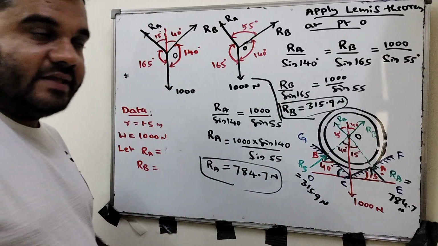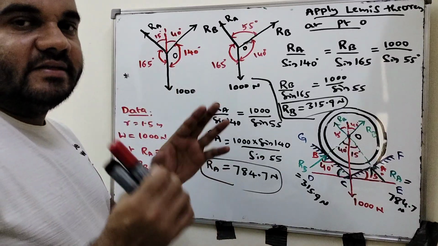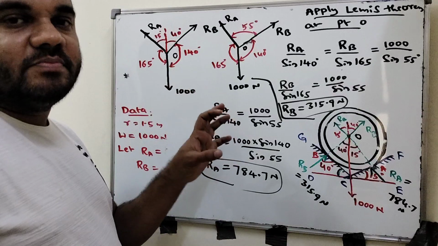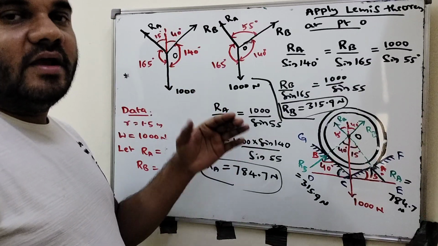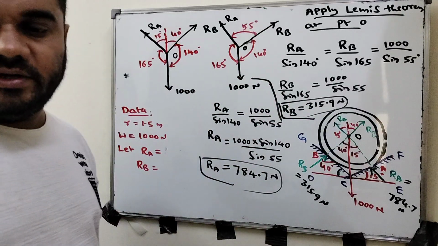This is how you can apply Lami's theorem in cylindrical type of problems. You just check the conditions and what problem data is given. Apply the conditions properly, boundary conditions and all, and apply Lami's theorem to solve the unknown values here. Okay.